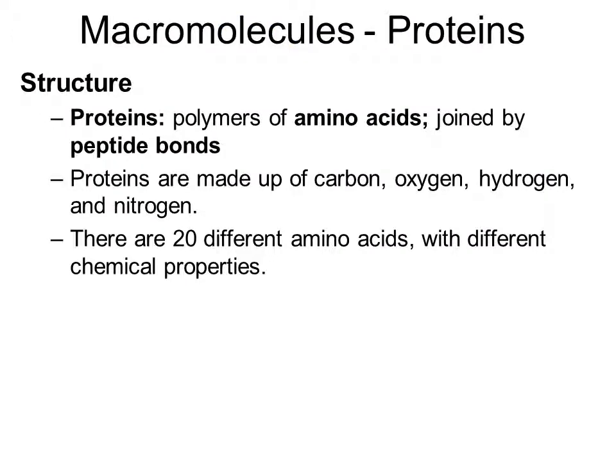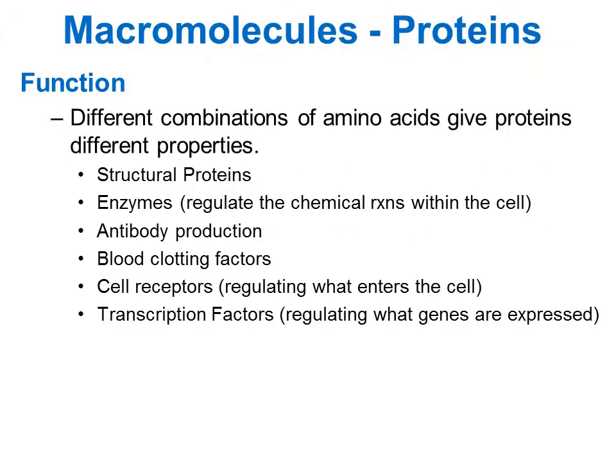Now let's discuss proteins. What are proteins? Well, they're just basically a string of amino acids that are joined together by a peptide bond. They are made up of carbon, oxygen, hydrogen, and nitrogen. You'll recall from the carbohydrates that they did not include nitrogen. There are 20 different amino acids, each of which has a different chemical property. So what are the functions of proteins? There's a vast array of functions of proteins in your body.